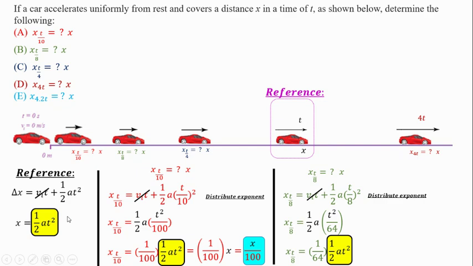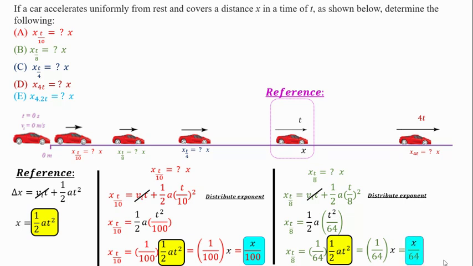If you kept up with part A, good; if not, rewind a little bit. 1/2 a t squared is simply x, because that's what it says in the reference point. So I can replace 1/2 a t squared, which is x, and get 1 over 64 times x. But 1 times x is just x over 64. So that would be our answer.